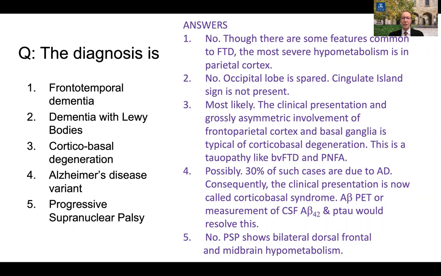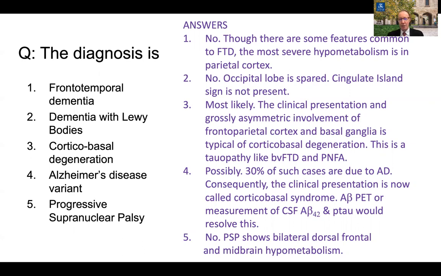30% of cases presenting with corticobasal syndrome turn out to have Alzheimer's disease pathology. So this used to be clinically referred to as corticobasal degeneration, but that now is confined to when the diagnosis is confirmed by post-mortem. And clinically, the diagnosis that is now applied is corticobasal syndrome.